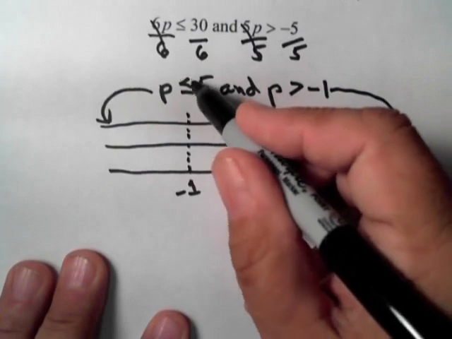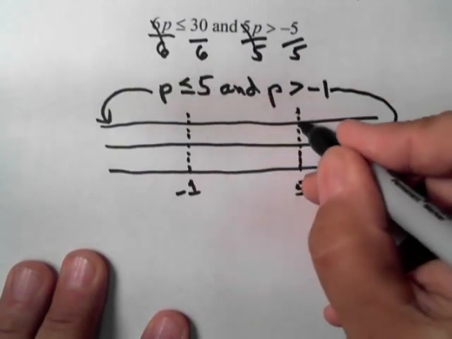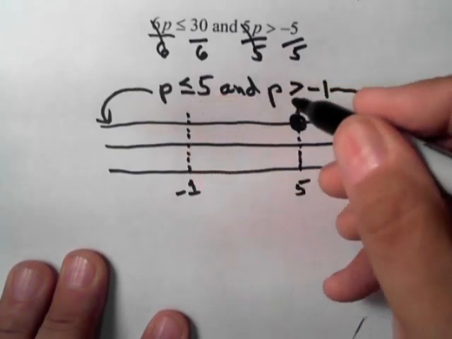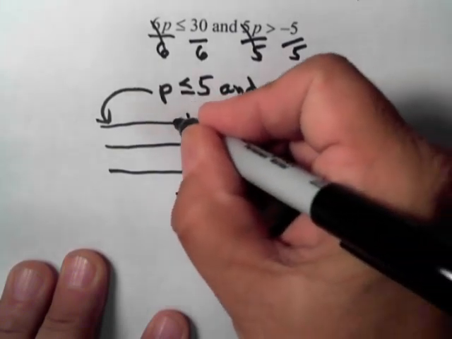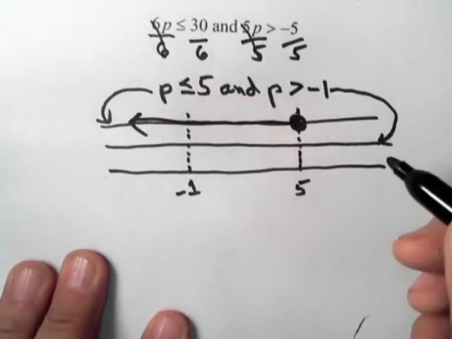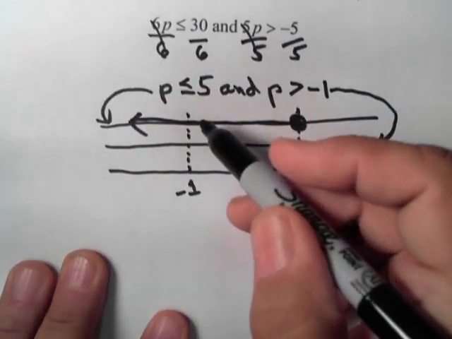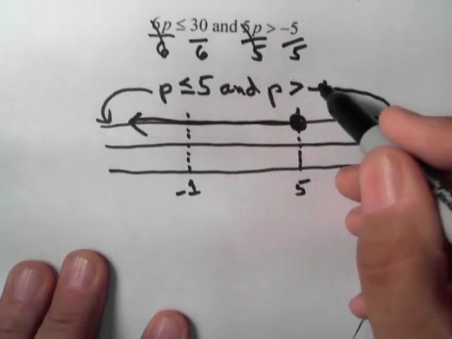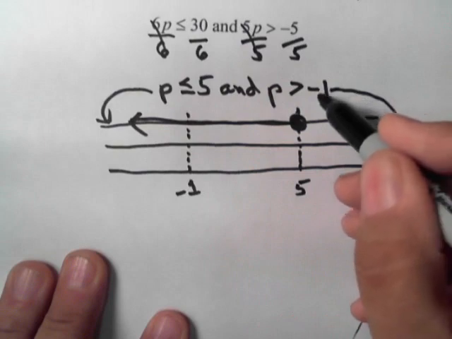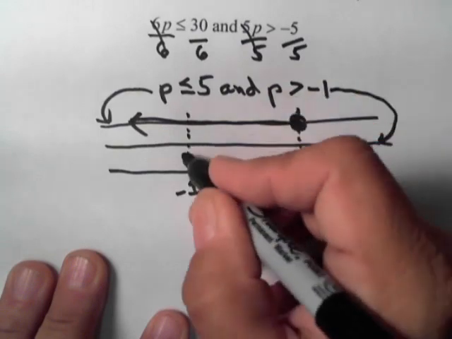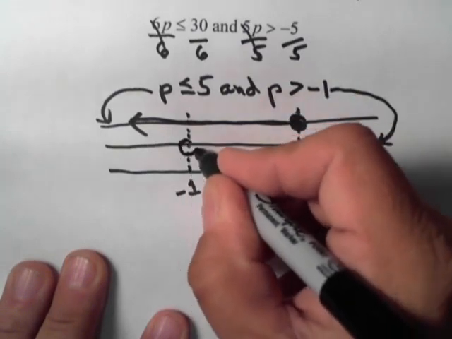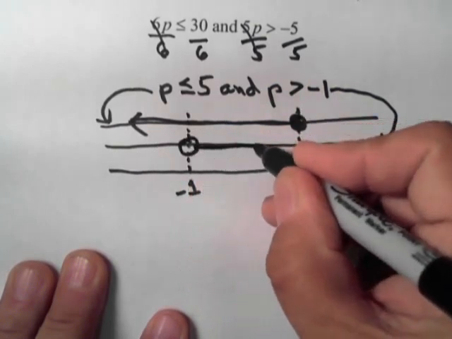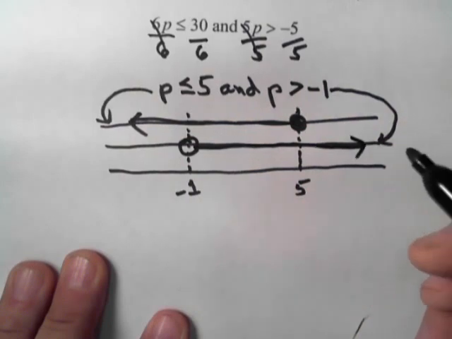So, here we go. The first one, P has got to be less than or equal to 5. Well, the boundary is 5. We got the equal bar, so here we are. The P is getting smaller, so that means the answer is going to the left. That's just graphing the first one. The second one, P greater than -1. Notice no equal bar here, so the -1 will have to be an open circle, but the P is getting larger, so it is going this way.